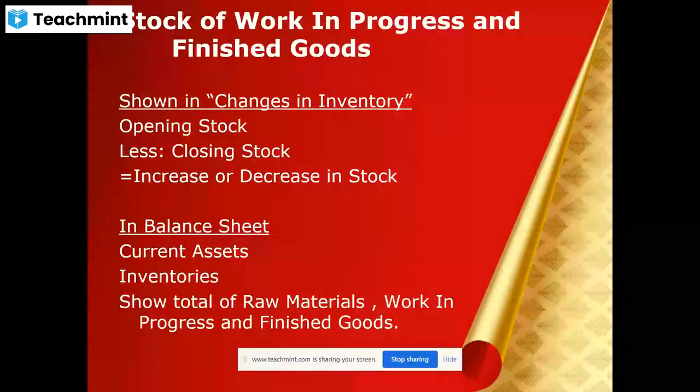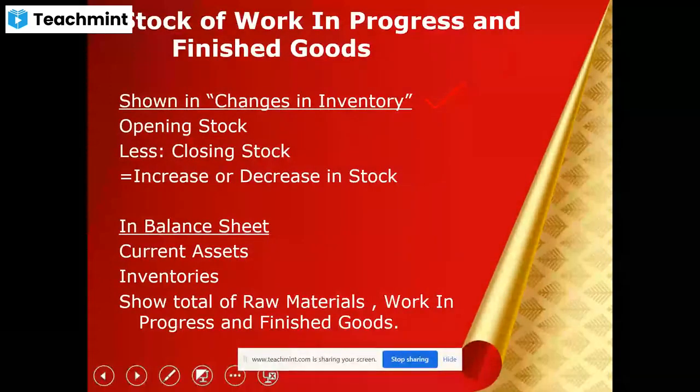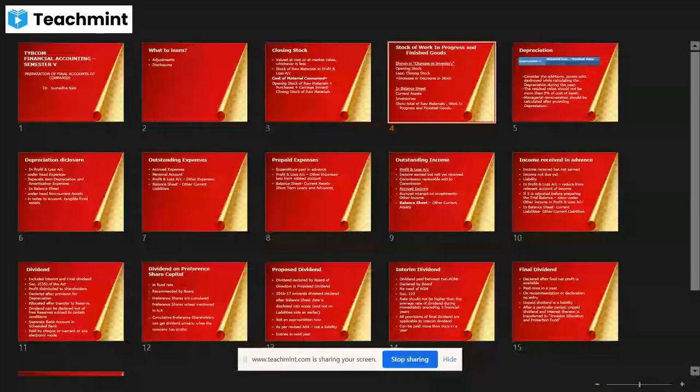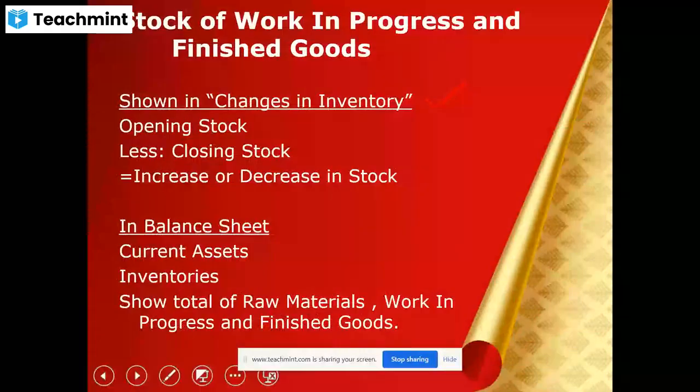Then we will calculate the stock of work in progress and finished goods. It should be shown as changes in inventory. Opening stock less closing stock, then we get the increase or decrease in the stock. The stock may be of work in progress or of finished goods.